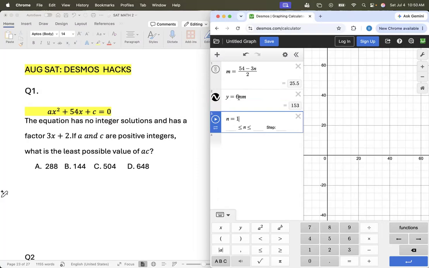What is 6n? It's the same thing as our AC, right? So when n is 1, what is m? 25.5. It's not an integer. I told you n has to be what? An even number. So I pick 2. I get 288 right away. You see how quickly we get that answer?